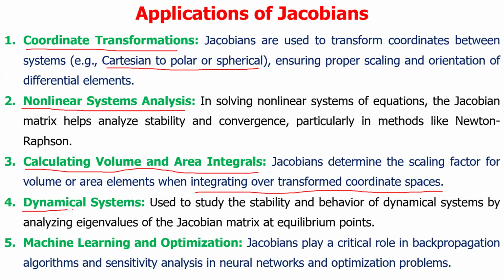The fourth application is in dynamical systems. It is used to study the stability and behavior of dynamical systems by analyzing eigenvalues of the Jacobian matrix at equilibrium points. The fifth application is machine learning and optimization. Jacobians play a critical role in backpropagation algorithms and sensitivity analysis in neural networks and optimization problems.